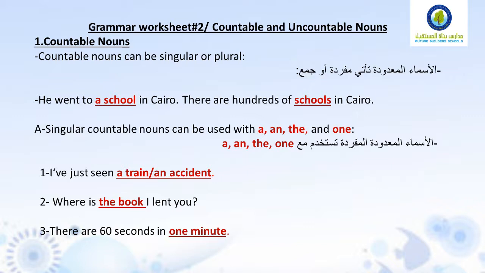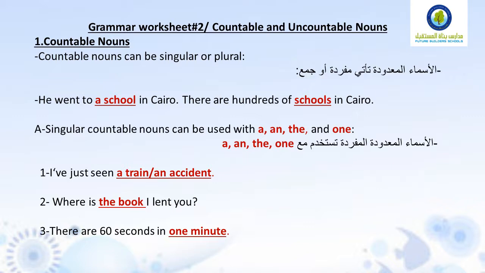Now, for countable nouns, we are talking about nouns that can be singular or plural. So, countable nouns can be singular or plural. And here you have the Arabic meaning for countable nouns, the nouns that you can count. So you have 1, 2, 3, etc. of them. So you can have singular, and we have also plural form for the countable nouns.